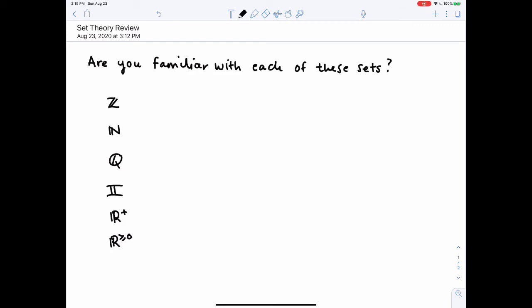One of the topics that we need to review, because we're going to be using sets a lot, is set theory. And the following notations should be familiar set notations that you've seen. What I recommend is taking a moment, pausing the video, and trying to recall what each of these symbols means and how you might represent a number that belongs to such a set.